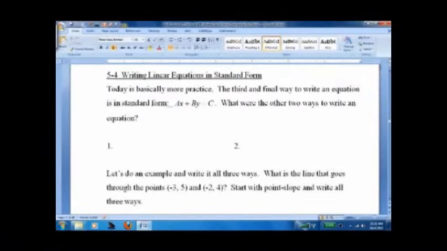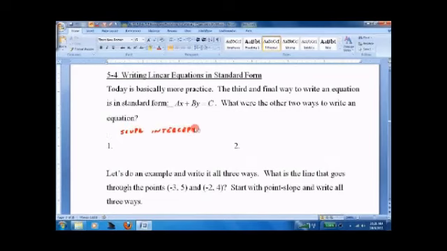More graphing today. I'm going to talk about writing linear equations in standard form. What are the two other ways we've done so far? Well, everybody's favorite, slope-intercept. And that's y equals mx plus b, and point slope. That's y minus y1 equals m times x minus x1.